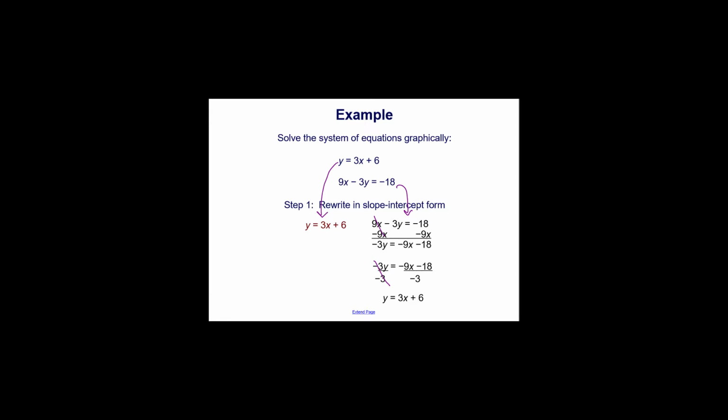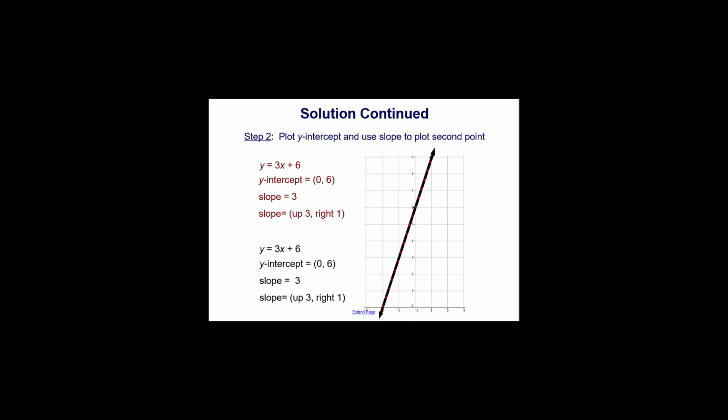Now, the second step of solving by graphing is to look at your two equations and plot the y-intercept and use the slope to plot a second or third or however many points you need to see the line. So we can see the first line's equation was y equals 3x plus 6.